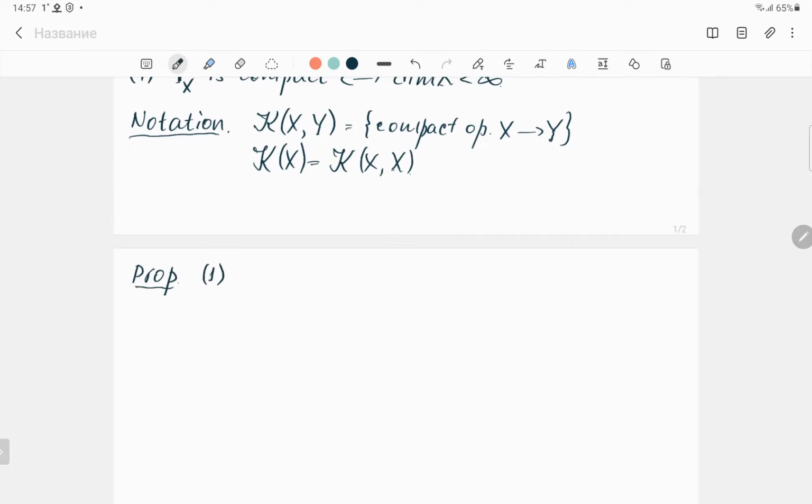First of all, I claim that K of XY is not just a set. It's a closed vector subspace. K of XY is a closed vector subspace of B of XY, or the space of all bounded operators.